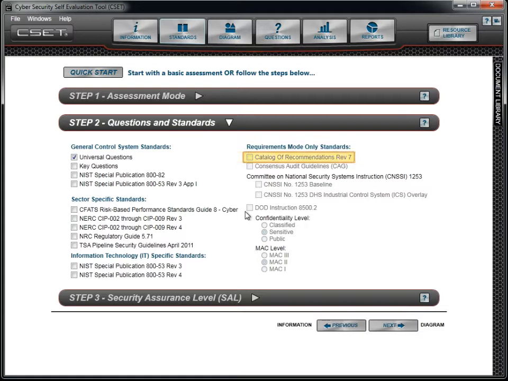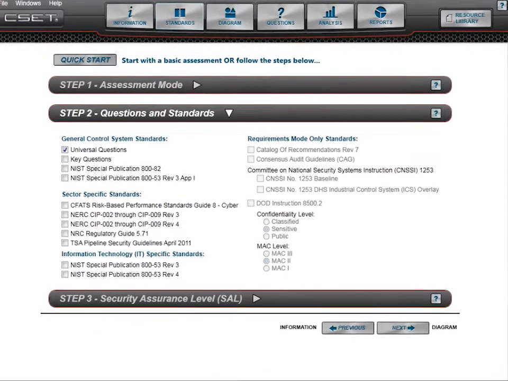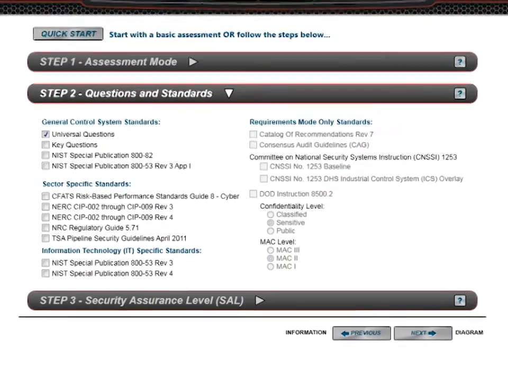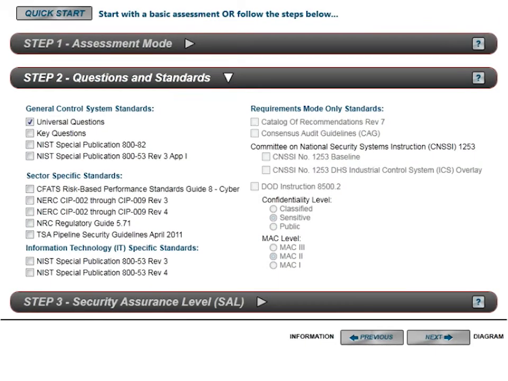The Catalog of Recommendations, Revision 7, is not available since it is the same as the Universal Questions. All the standards under the title Requirements Mode Only Standards are disabled and can only be selected in the Requirements-Based mode. This is because of the unique way in which they approach the assessment process. We will now take a moment to review the different standards.